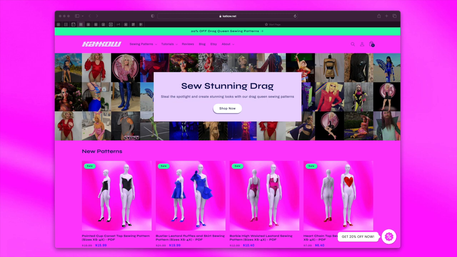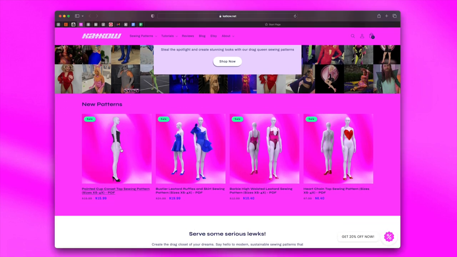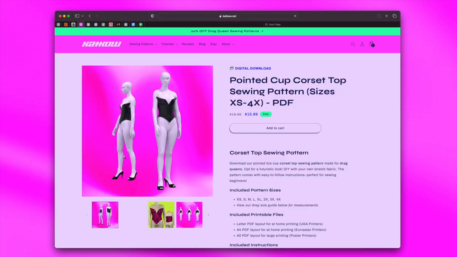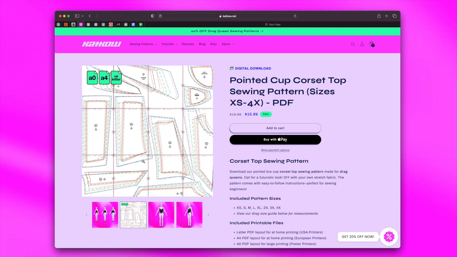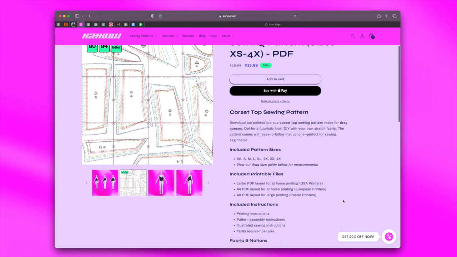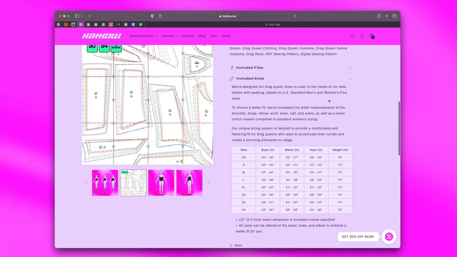We're going to sew the pointed cup corset top sewing pattern available at katkow.net or on my Etsy shop linked below. This pattern comes with A0, A4, and US letter PDFs, as well as instructions and the fabric yardage needed. As mentioned, we make patterns for drag queens, meaning our sizes run large, so please refer to our included sizing chart to find your Katkow size. This pattern is available in extra small to 4X.